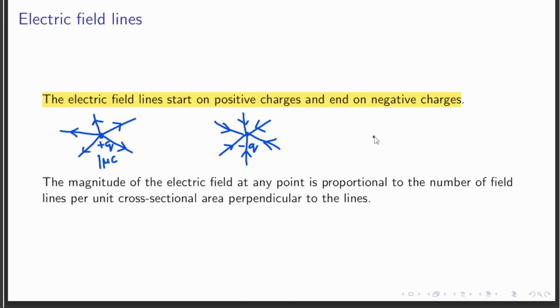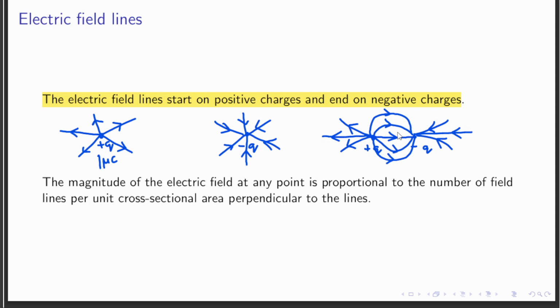Let's look at the electric field lines for a dipole. Minus Q. They start on positive and end on negative. You can look up your textbook to see the figures for other charge distributions.